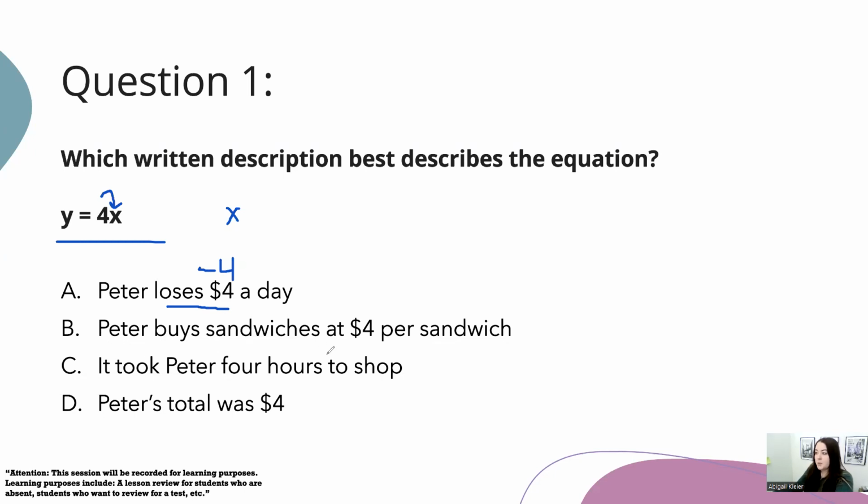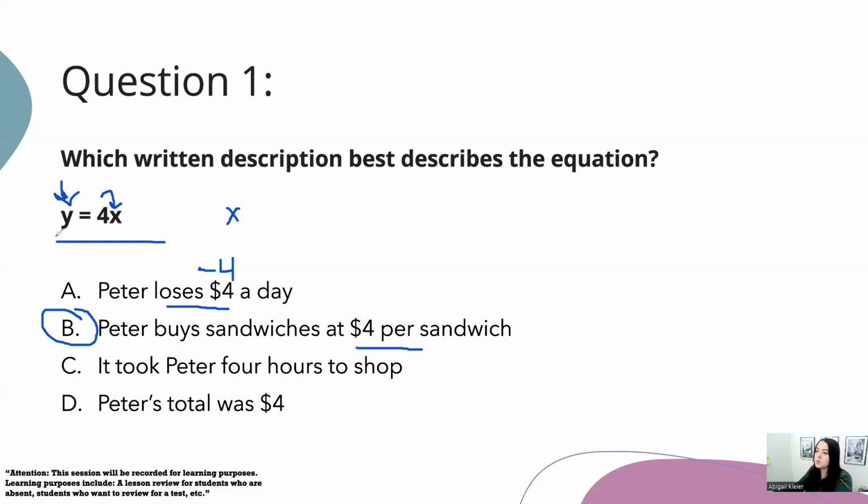B, Peter buys sandwiches at $4 per sandwich. Well, that sounds good because that would indicate multiplication. C, it took Peter 4 hours to shop. Or D, Peter's total was 4 hours. Well, if the total was 4 hours, then the 4 would be in the Y value. So the answer to this one is going to be B.